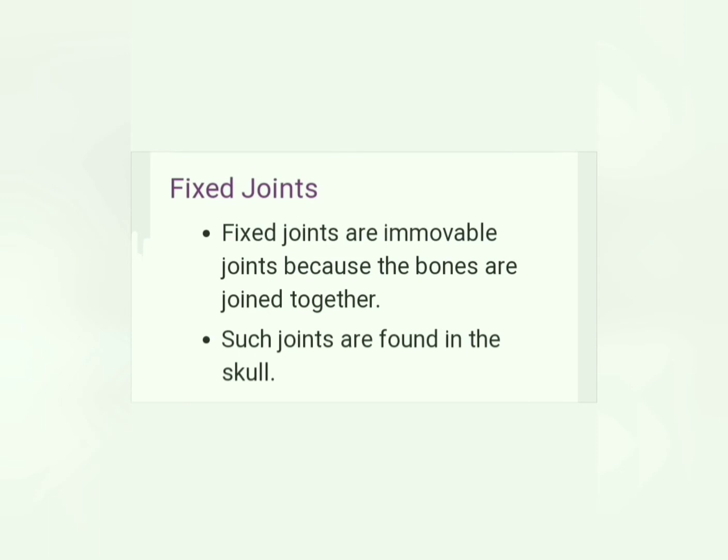The last joint is the fixed joint. See the points. Fixed joints are immovable joints because the bones are joined together. Next point, such joints are found in the skull. We already learnt about the skull. The skull is made up of fixed joints.